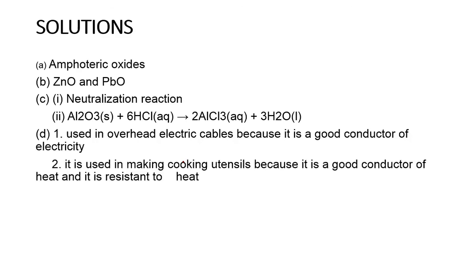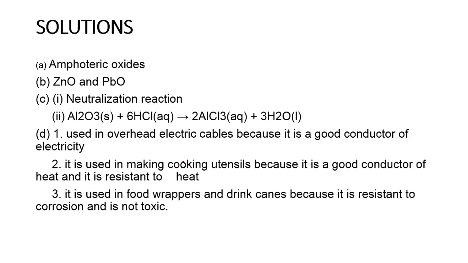The second one is that it is used in making cooking utensils because it is a good conductor of heat and it is resistant to heat. Meaning heat does not easily destroy it. It is also used in food wrappers and drink cans because it is resistant to corrosion and it is not what? Toxic. So they just needed two. Any two answers of your choice here would make sense.